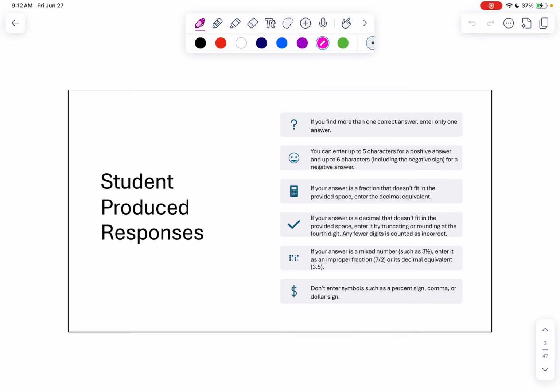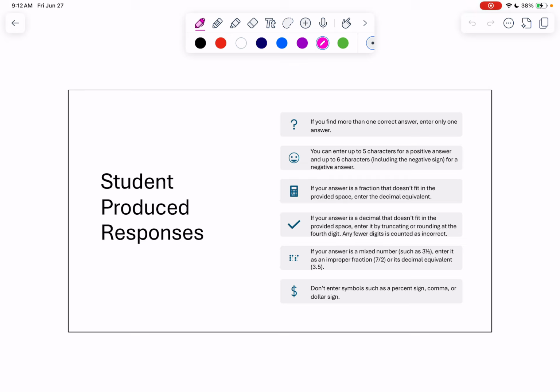For the student-produced responses, we have some very specific rules. If you ever forget what these rules are, please notice that on the left-hand side of any student-produced response on the SAT, it will remind you of all these things. So if you forget, just go give it a read. The reason I like to go over it now is so you don't have to waste your time on test day doing it. So if you find more than one correct answer, enter only one answer. It will be indicated in the question itself that there's more than one possible answer. It'll say, what's one possible answer? When they have that kind of language, be prepared to find more than one right answer. If that happens, just type in one of them.